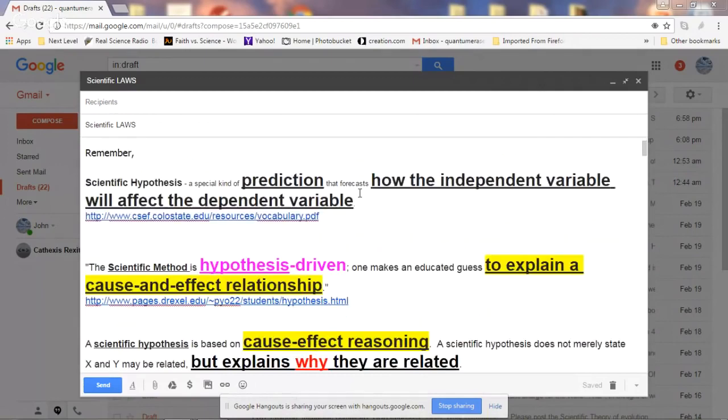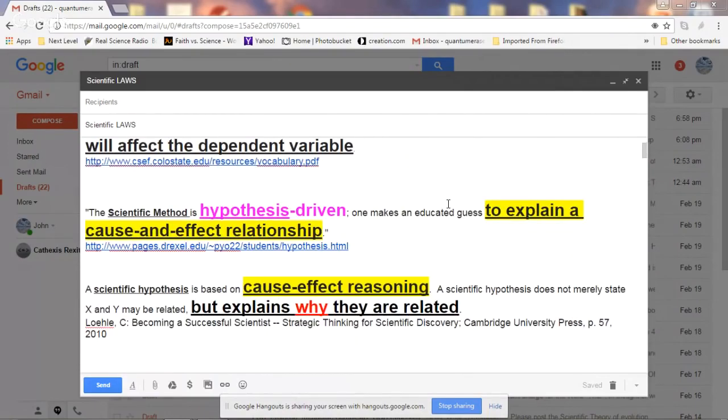So remember, like I said, a scientific hypothesis is a special kind of prediction that forecasts how the independent variable will affect the dependent variable. It's pretty cut and dry. And the scientific method is hypothesis driven. That's what the scientific method is. You don't have hypotheses, you don't have the scientific method. So one makes an educated guess to explain a cause and effect relationship. The independent variable is the cause, and the effect is the dependent variable.